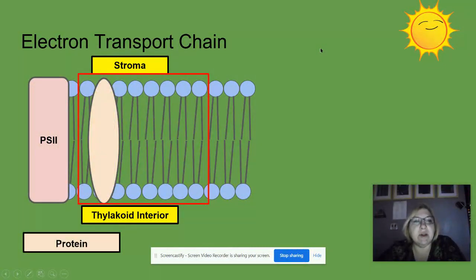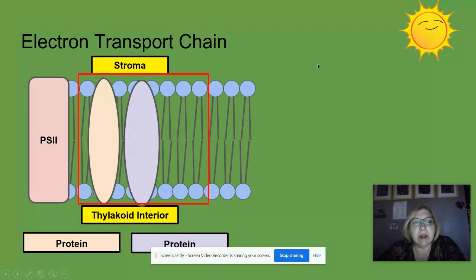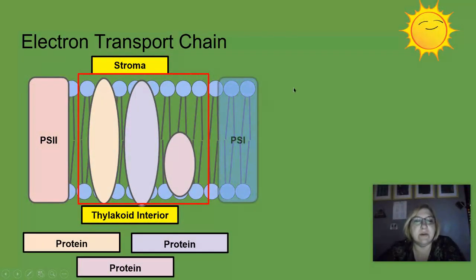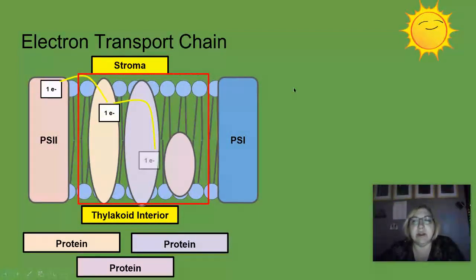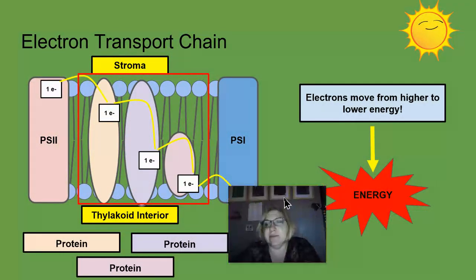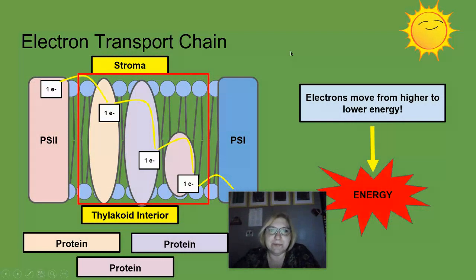So you have light from the sun going into photosystem 2, and then inside the thylakoid, you have these proteins that move the electrons along. And so what's happening is the electrons are transporting from one protein to another, and they're always going from a higher energy level to a lower energy level and releasing that energy so that it can be used by the chloroplast to make sugar. So electrons always move from higher energy to lower energy. Oops, there. Energy being produced right there.